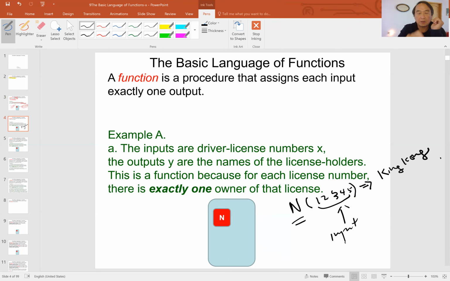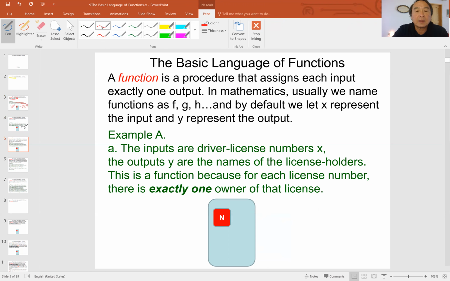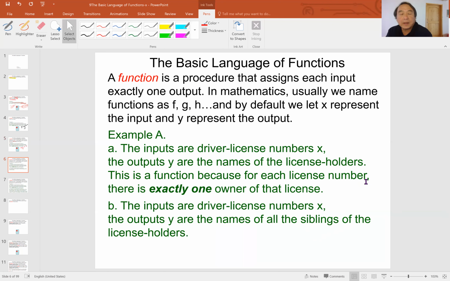Okay, so therefore, in this setting, this procedure is a function. In mathematics, we usually use the names f, g, h for abstract functions. Like this app called N, and notice we have these notations: N is the function, and x represents the input, and what it produces, the name, is called the output.